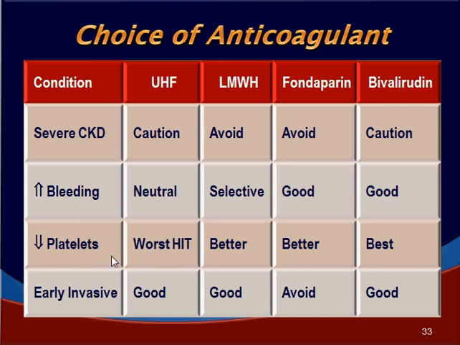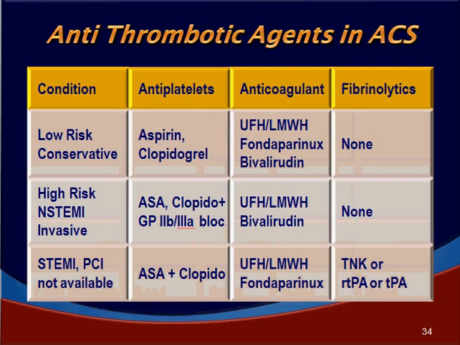When there is thrombocytopenia, it is worst, that is heparin induced thrombocytopenia, with unfractionated heparin, better with low molecular weight heparin, better with fondaparinux, and the best, almost no thrombocytopenia, with bivalirudin. Early invasive treatment, when we want to use early PCI, unfractionated heparin and low molecular heparins are very good, particularly enoxaparin. Fondaparinux is not advisable, and bivalirudin is very good. In fact, when we use bivalirudin, it is convenient for us. We can even drop the GP2B3A blockers. So we have 3 types of antithrombotic agents, which are antiplatelets, anticoagulants, and fibrinolytics.